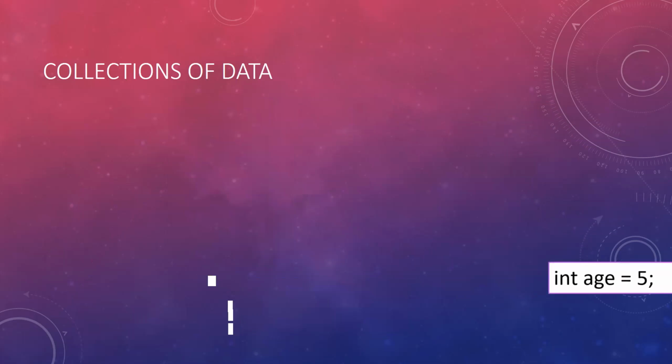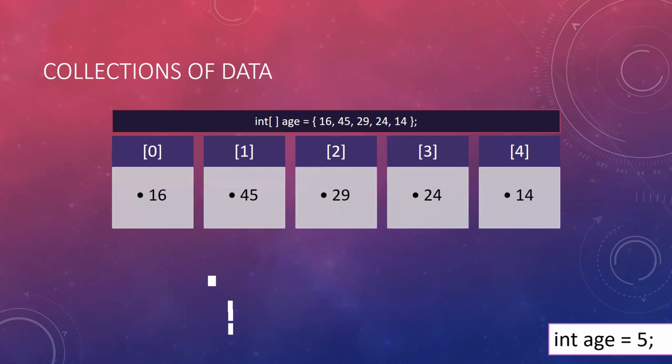Now, our array is just a collection of data. Up at the top is a line of code that's a little bit different than what I showed you earlier to allocate an array. This line of code allocates an array of integers. The array is named age. These values, 16, 25, 29, 24, and 14, are going to be loaded as initial values into the array.